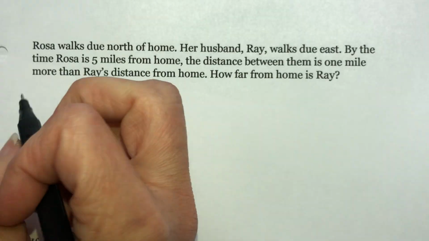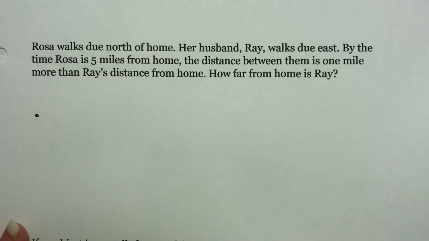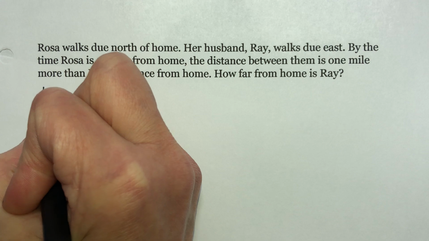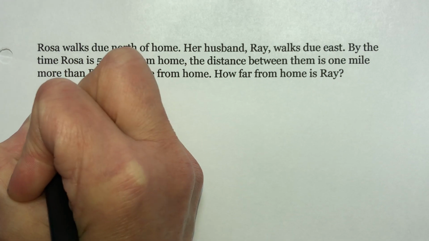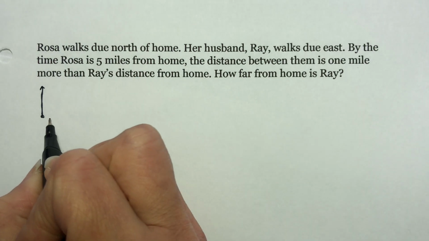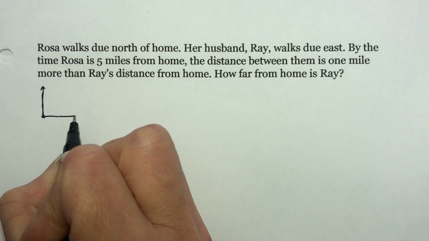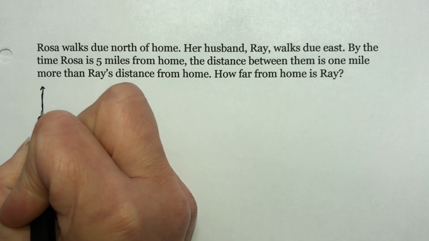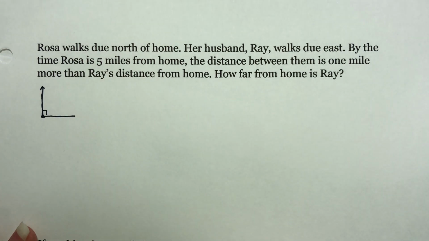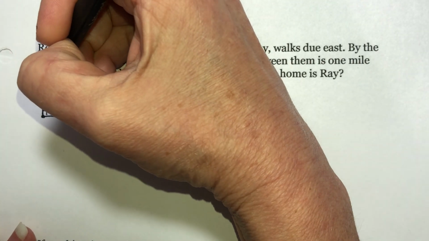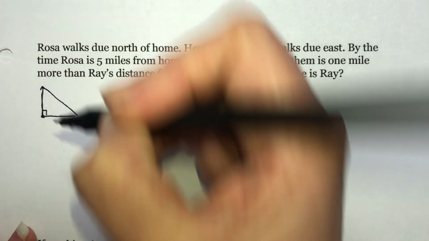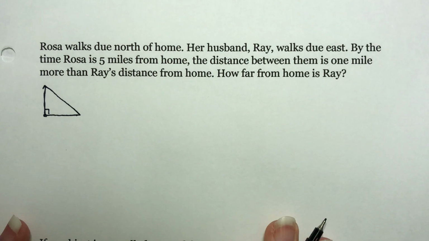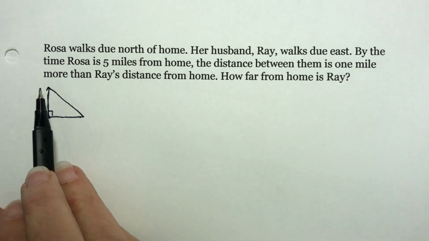Let's draw a picture. So let's say this is their home. Rosa walks due north, and Ray walks east. These north and east make a right angle. And we know something about the distance between them, which is going to be that diagonal after they've walked a certain amount of time. Now let's start labeling this.